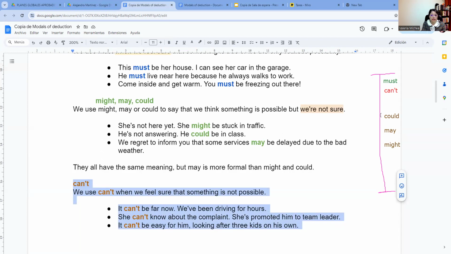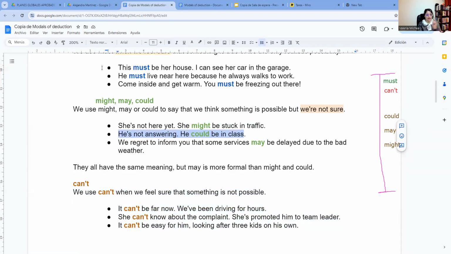Could is not to be used in the negative form. So, for example, he's not answering, he couldn't be in class. That's confusing. So again, thank you, Molly, for that question, because this is an important thing to remember. Could is not to be used in the negative form because it changes the meaning. Let me mark it. Of course, this is only true for when you are talking about degrees of possibility in deduction.